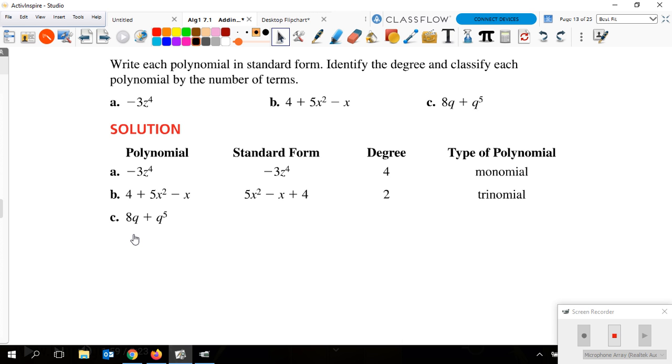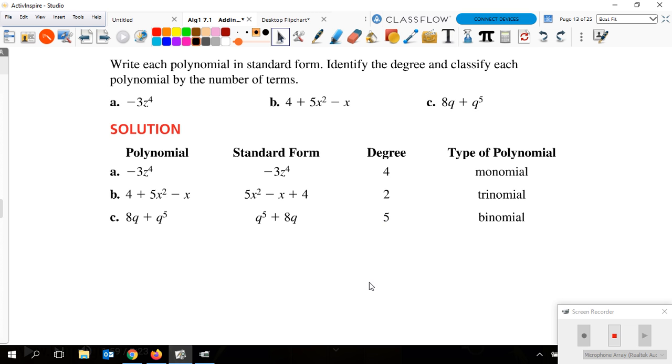And our number C here, q to the 5th is going to be going first, because that's got the highest degree. Q to the 5th, then the 8q. So put it in order from highest degree to lowest. And then the degree of the polynomial is 5. That's the highest degree. And there's 2 terms, so we call it a binomial.